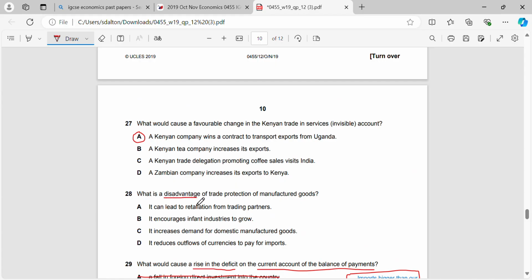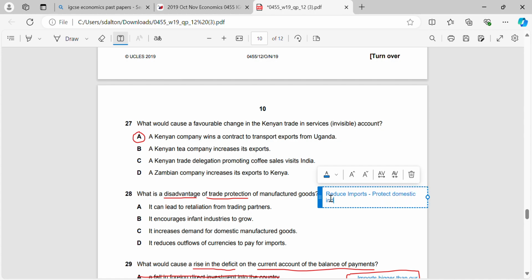28. What is a disadvantage of trade protection of manufactured goods? Remember, trade protection is designed in order to reduce the imports so that we can protect domestic industries. Okay, now for example, it reduces outflows of currencies to pay for imports. No, that's something that they're trying to achieve, right? So it will achieve that. That's therefore not a disadvantage because it is the aim of trade protection.